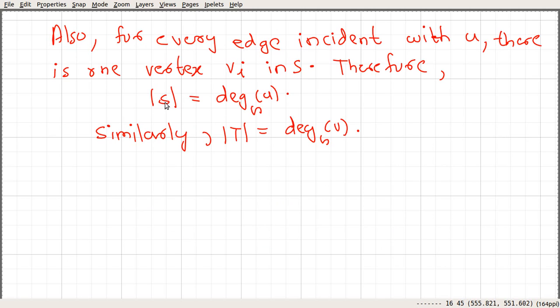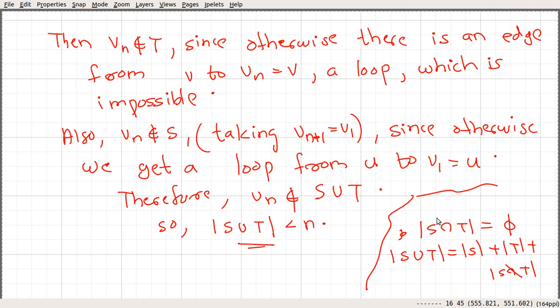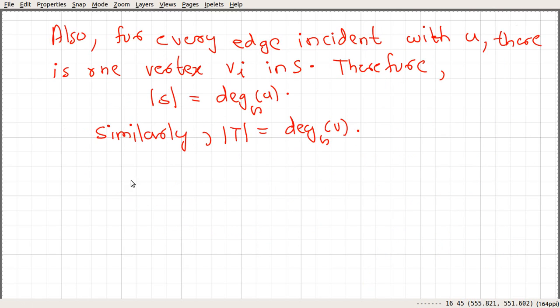So here we have this situation, okay. The cardinality of S and T, S is the degree of U, T is the degree of V. And next, what we are going to do is prove that S intersect T is empty. If you are able to prove that no vertices are common in S and T, then we are done. So let's take an arbitrary vertex V, and if we are able to prove that it doesn't belong to both S and T, then we are done.